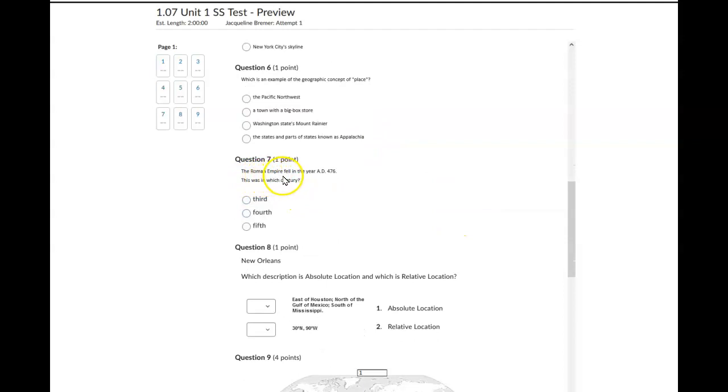The Roman Empire fell in the year AD 476. This was in which century? The 3rd century, the 4th century, the 5th century.